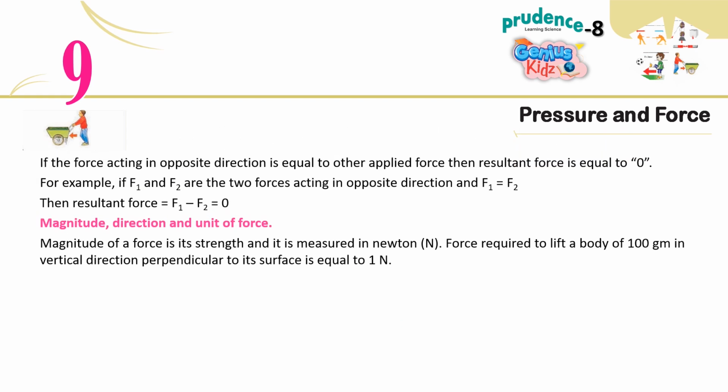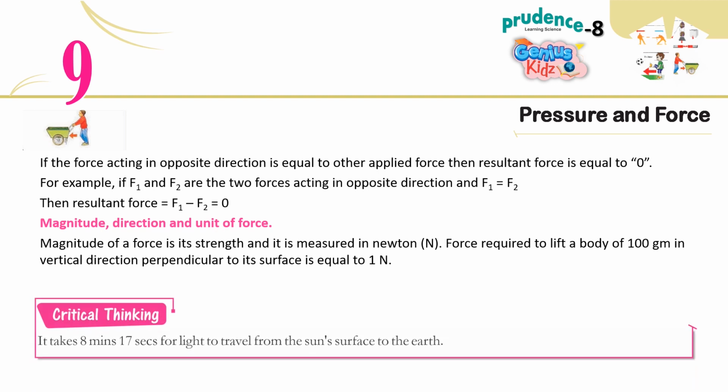If the force acting in the opposite direction is equal to the other applied force, then the resultant force is equal to 0. For example, if F1 and F2 are two forces acting in opposite directions and F1 = F2, then the resultant force is F1 - F2 = 0. Magnitude, direction and unit of force. Magnitude of a force is its strength and it is measured in Newton, N. The force required to lift a body of 100 grams in the vertical direction perpendicular to its surface is equal to 1 N.